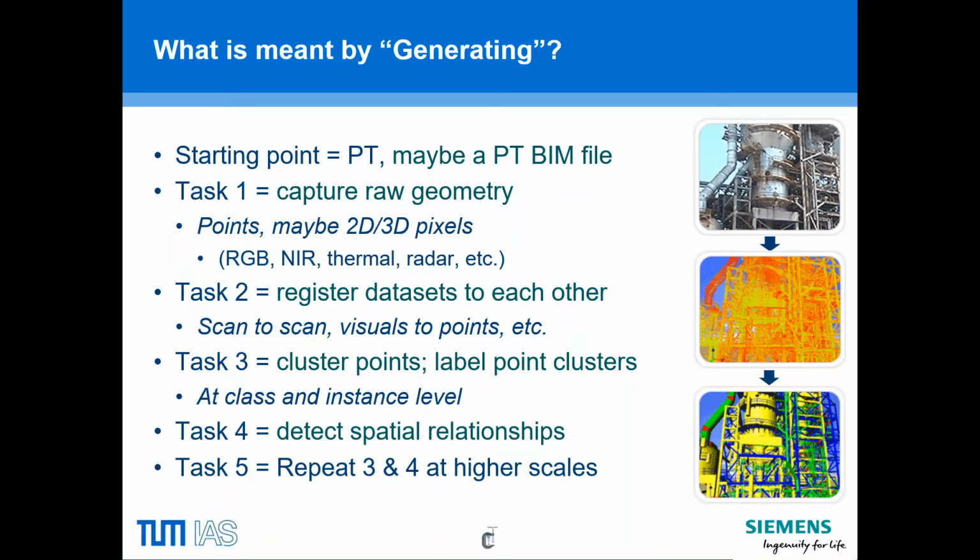And then I have to somehow cluster those points and label those point clusters such that they are meaningful, that they're no longer raw geometry, but actually they have a specific context. This is both at the class level and at the instance level. By class I'm referring to, let's say, class walls, all wall points in the building. Instance level is wall 1, this particular wall. Task 4 is to then start detecting all their spatial relationships. And of course, task 5 is you can repeat 3 and 4 as you go up at higher scales.